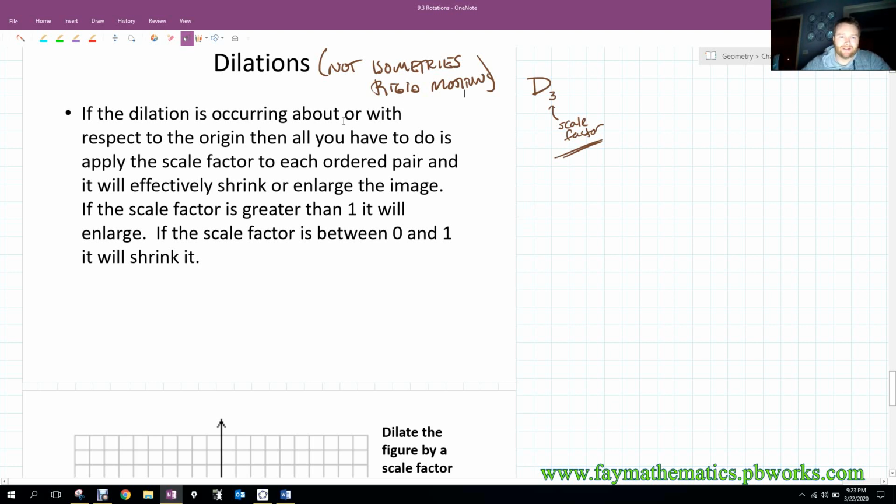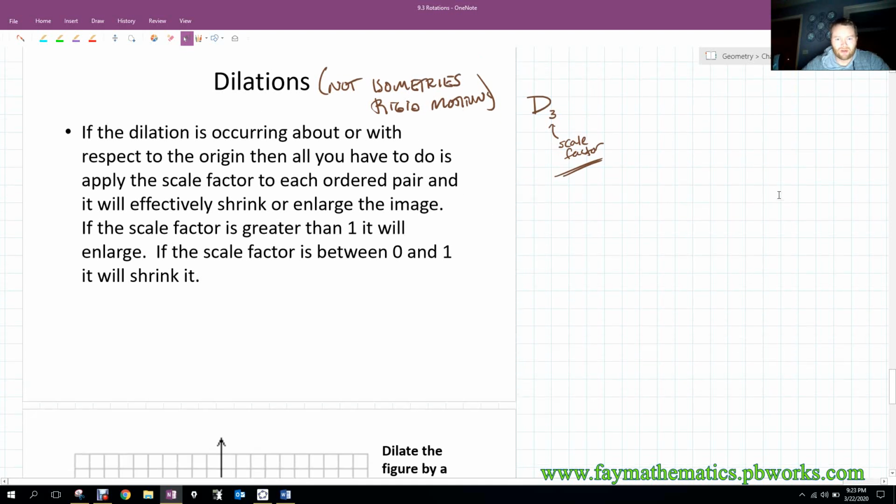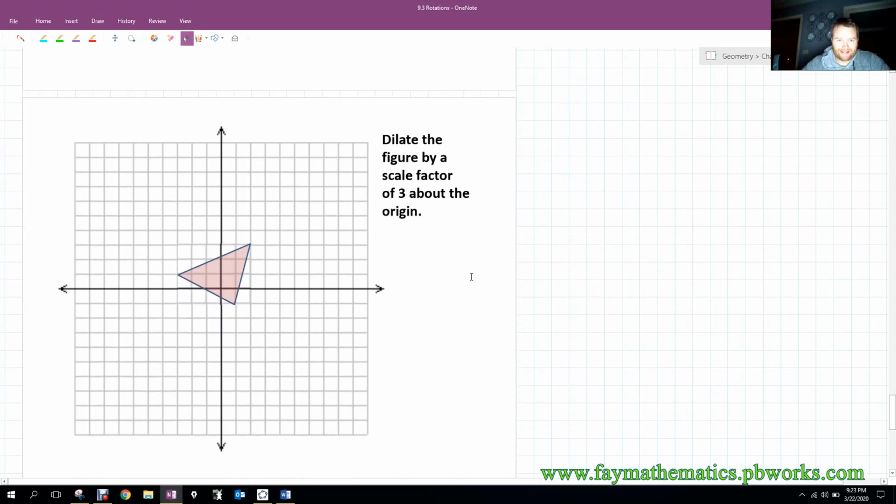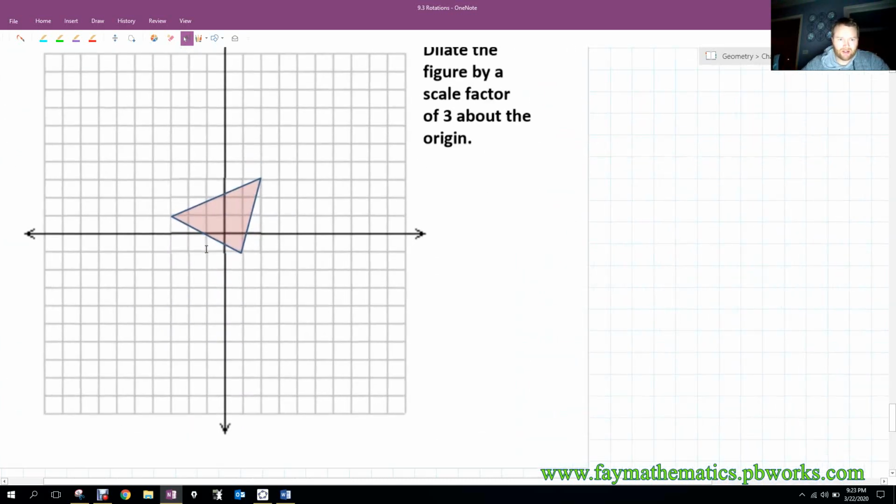And what happens with a dilation is that we end up with two shapes. The image and the pre-image should be similar to one another. So we've got a lot of stuff going back to chapter 7 here that is actually going to be present. So we'll just do an easy example here real quick. We've got this one here.